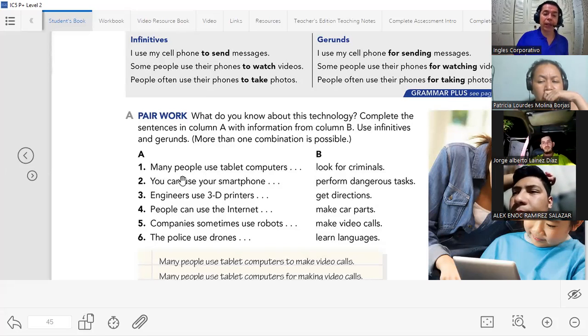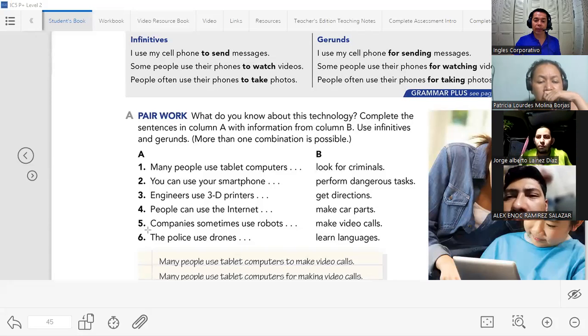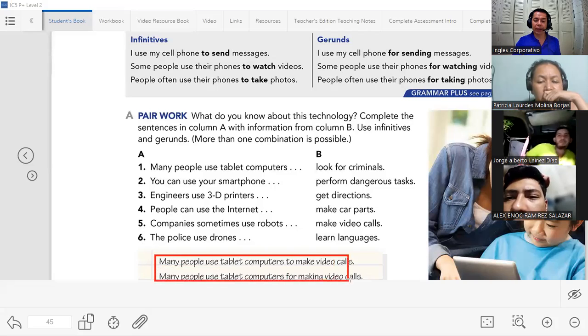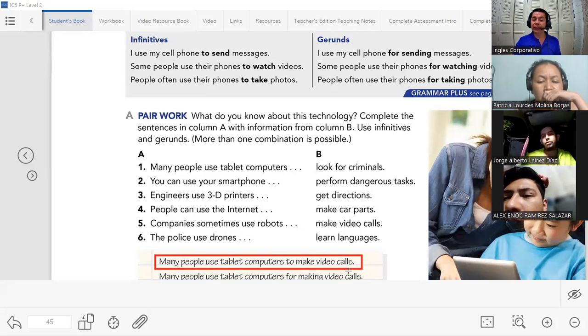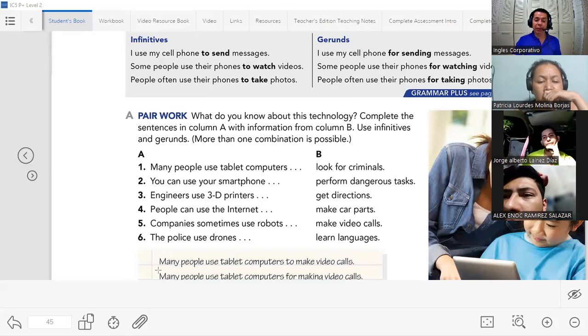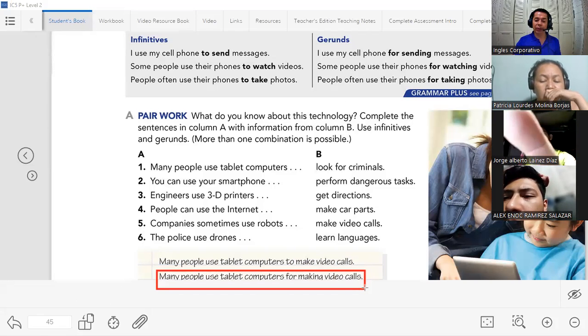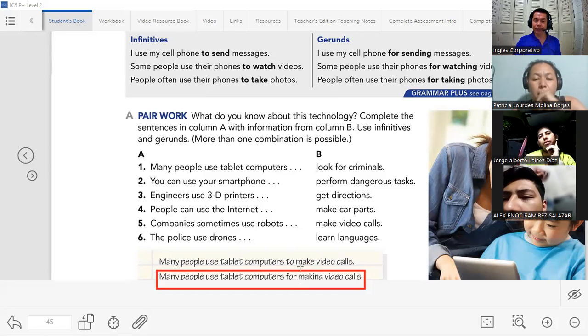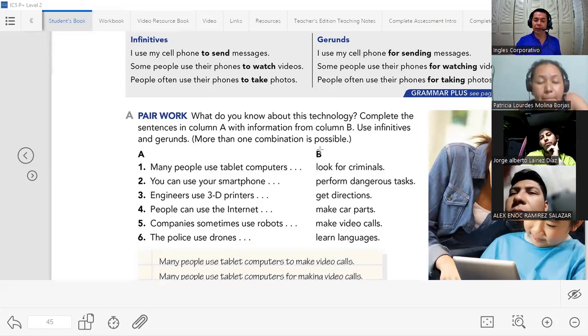Now, many people use tablet computers to make video calls. Look. To make video calls, right? So this is infinitive, right? Okay. And many people use tablet computers for making video calls. One is infinitive and one is gerund, right? Okay. Now, number two, Enoch, please.